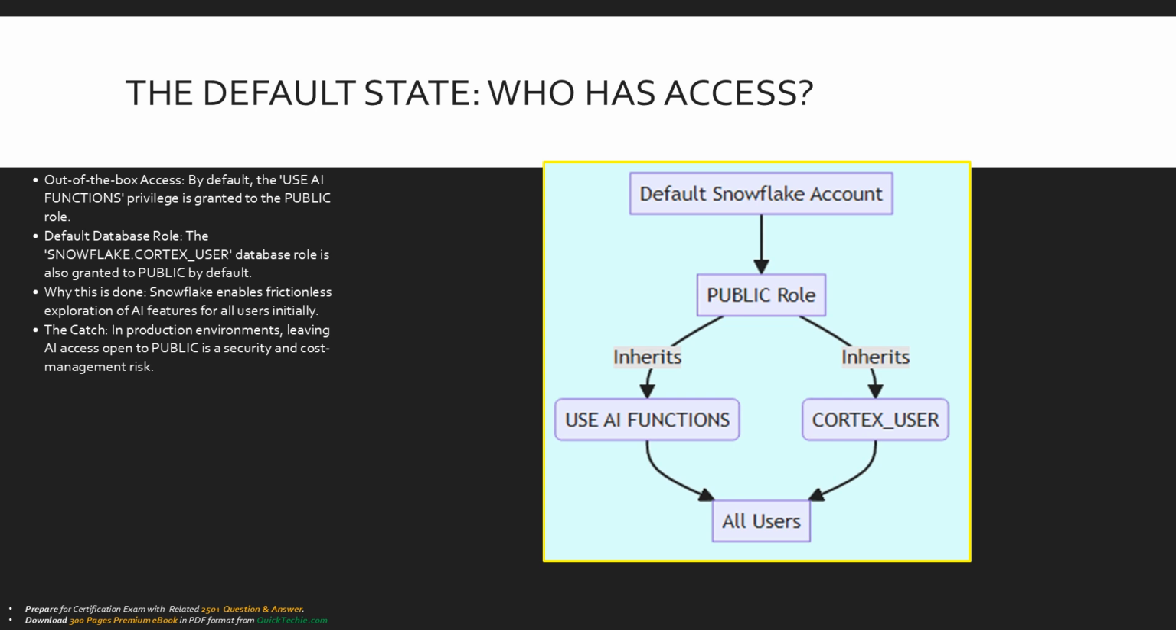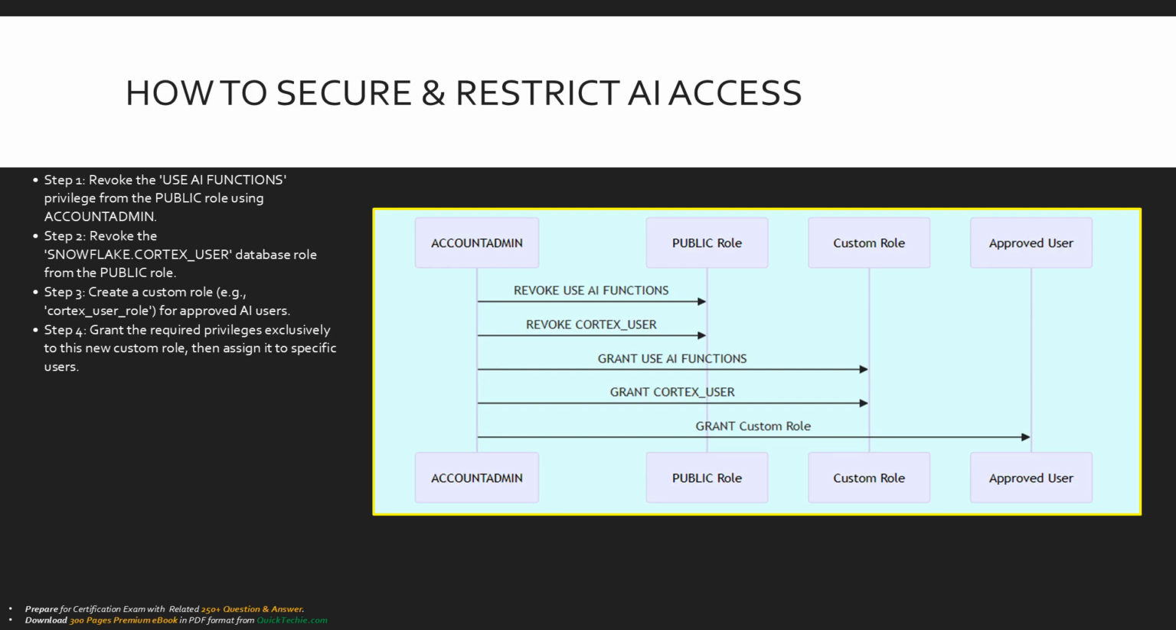This diagram illustrates the default, out-of-the-box architecture. Notice how the public role sits at the top, automatically inheriting both the Use AI functions privilege and the Cortex user role. Because every user flows out of the public role, every single user gets immediate, unrestricted access to the AI tools. So, how do we secure our environment?